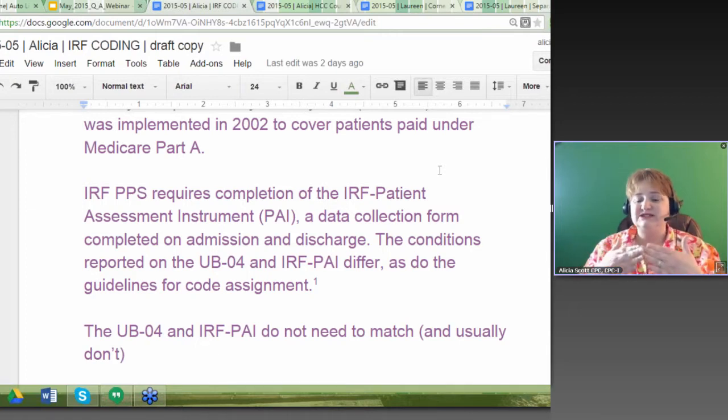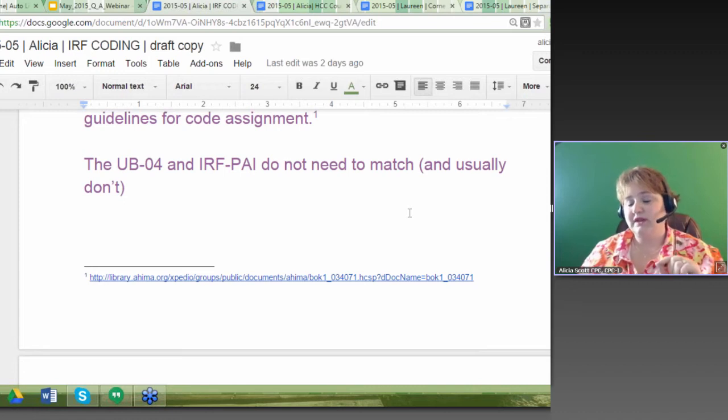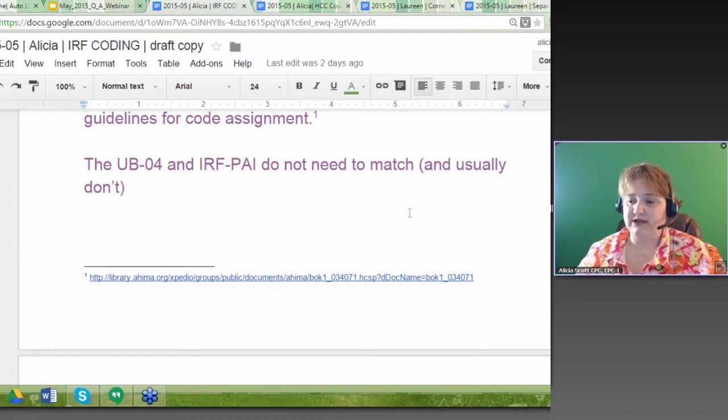And so these two forms kind of butt heads, as we'll show you here in just a minute. So they don't always match, okay? So what you put on the form to get paid for inpatient, the UB04, and what's put on the IRF-PAI aren't going to be the same a lot of the times.